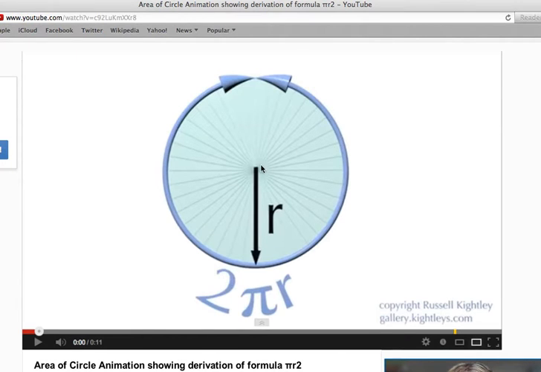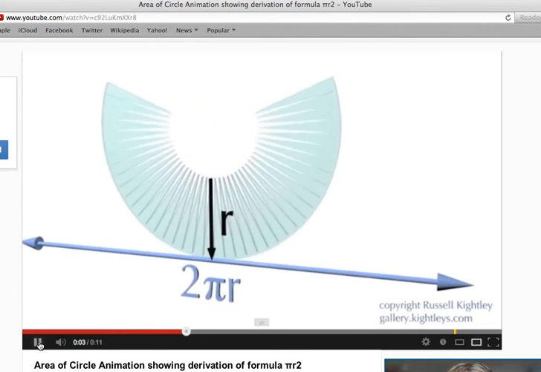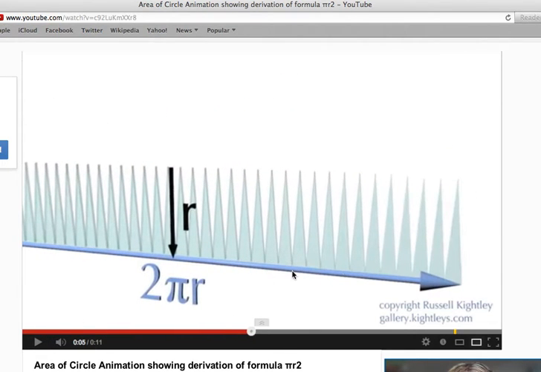Now, the circle is cut into a bunch of slices, looks like pizza slices, mini pizza slices. And as you can see, each triangle here, each pizza slice triangle, has a height of r. Okay, so let's see what happens. So we're going to unfold this circle and unfold all the triangles. Now, as you can see, the distance of this line on the bottom, once that circle's been unfolded, is the circumference, so 2 pi r, and the height is the height of each triangle, which was the radius.